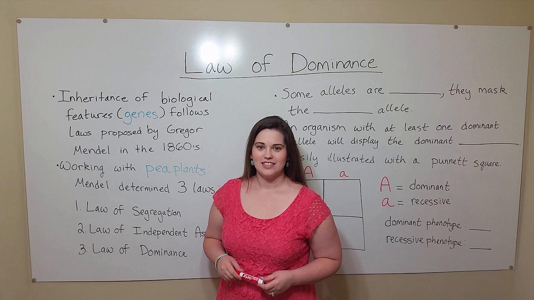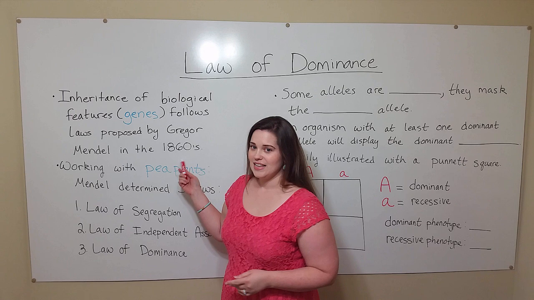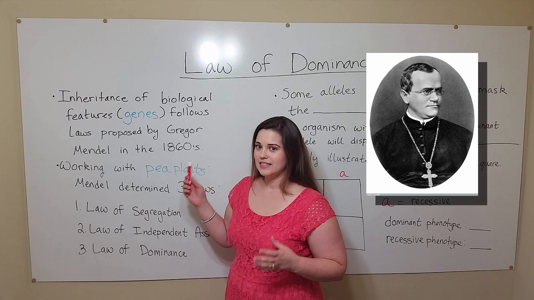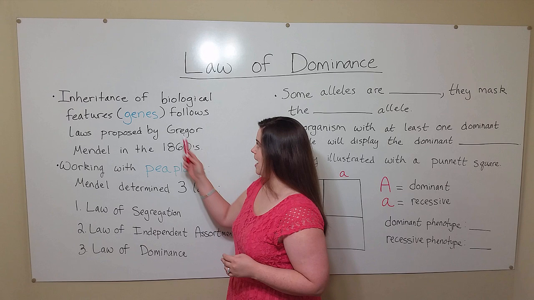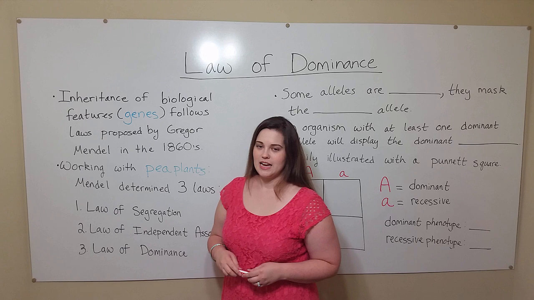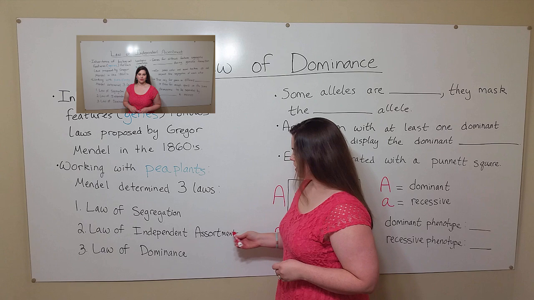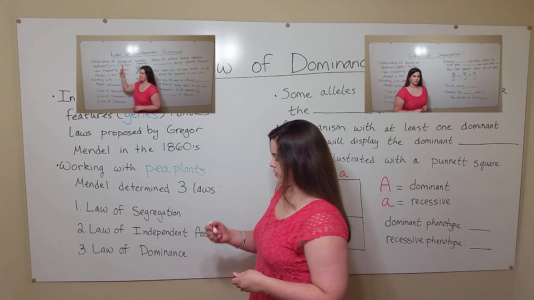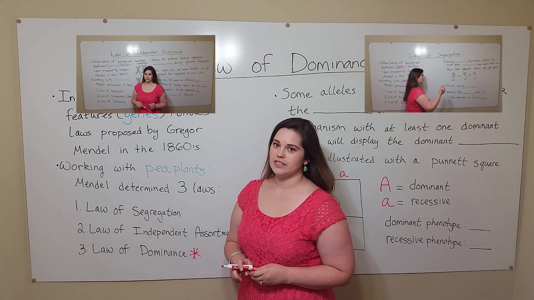Today we're talking about the law of dominance. Now, in the 1860s, there was a man named Gregor Mendel, and he worked out several laws of inheritance, that is, laws that describe the pattern of inheritance of biological features, which we now know as genes, and he did this by working with pea plants. In his work with pea plants, he determined three laws: the law of segregation, the law of independent assortment, and the law of dominance. In this video, we're focused on this third one, the law of dominance. However, if you're interested in learning about these other two laws, see my other videos on those topics.